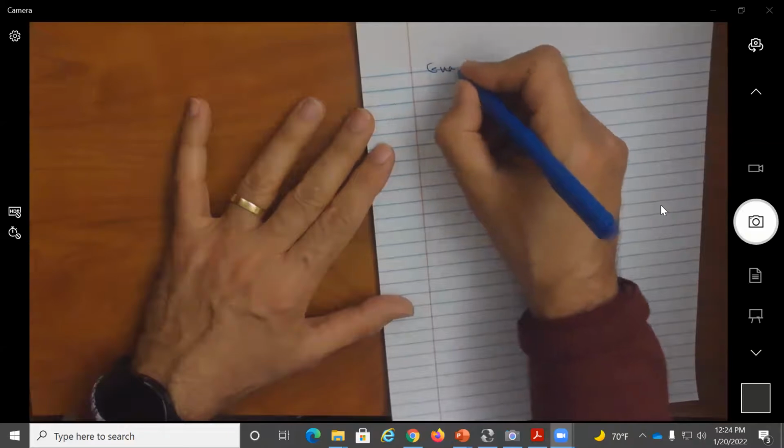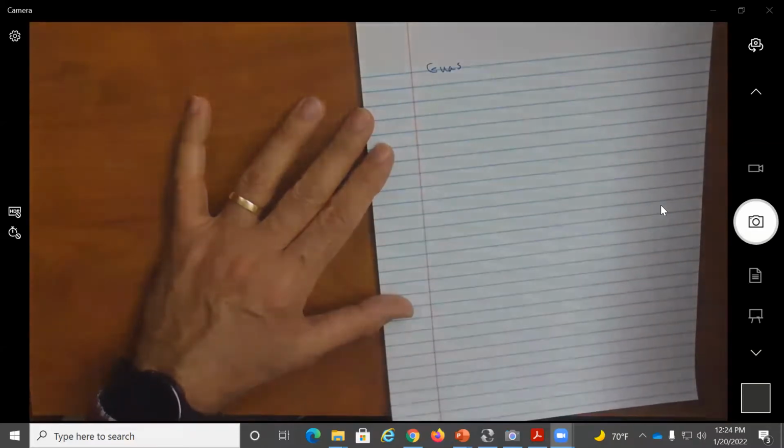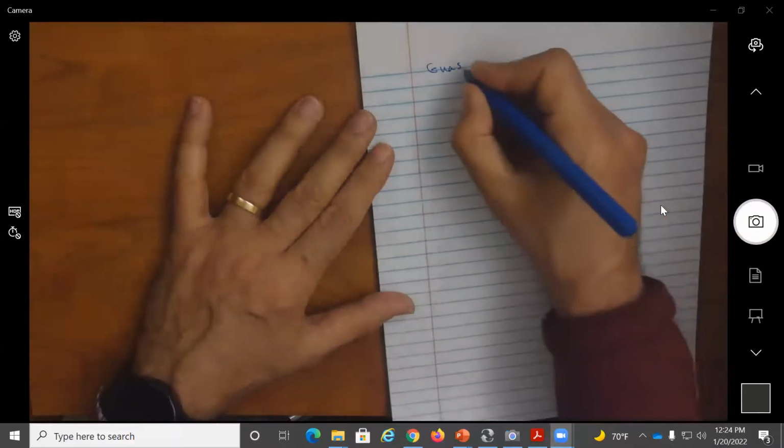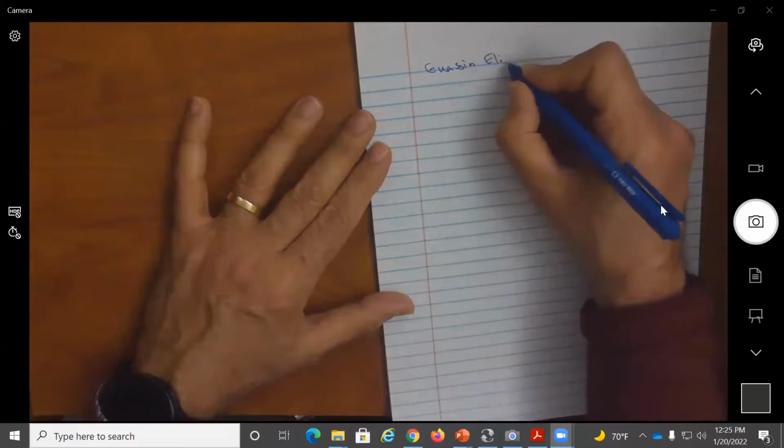Next, we want to touch on an elimination method, the Gaussian elimination method.